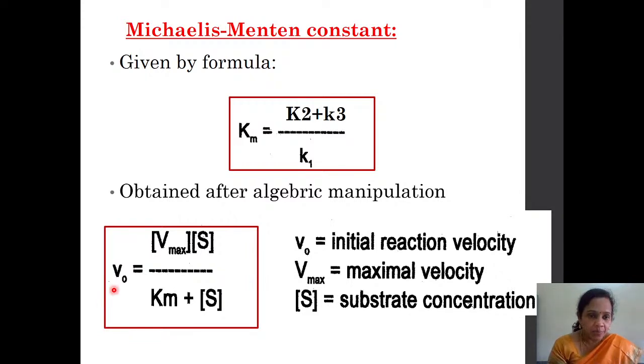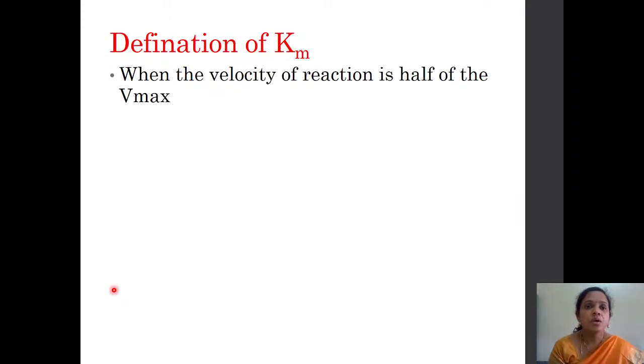Now, this equation gives you an idea about the velocity of a reaction at any period of time. So, velocity of the reaction is equal to Vmax times the substrate concentration divided by Km plus substrate concentration. Here, nowhere do we come across the concentration of the enzyme. We only talk about the Km. What is the definition of Km? When the velocity of a reaction is half of the maximum velocity, you call it Km.